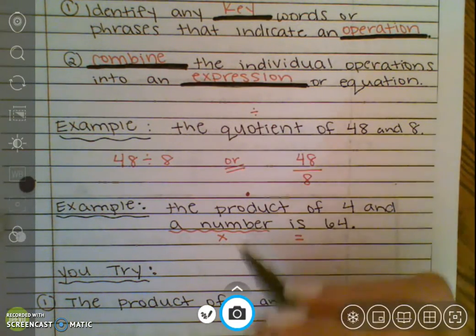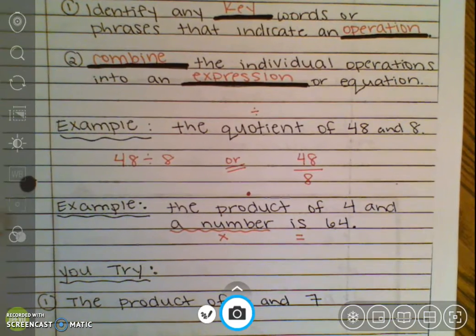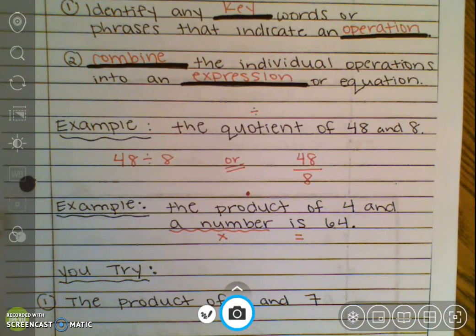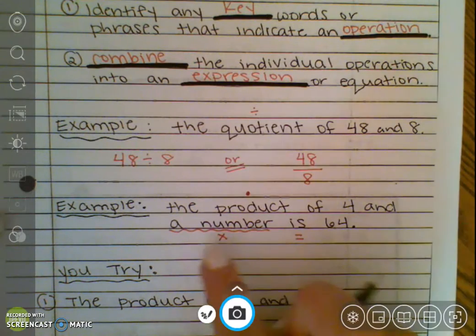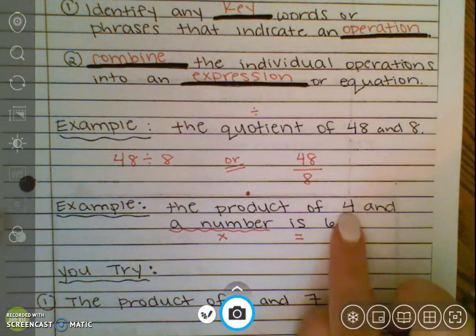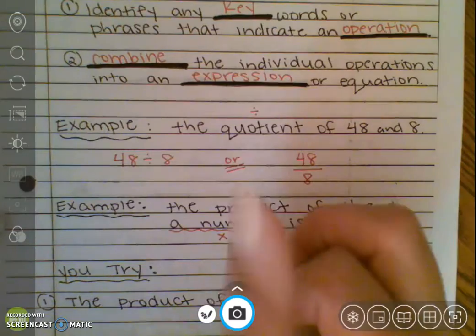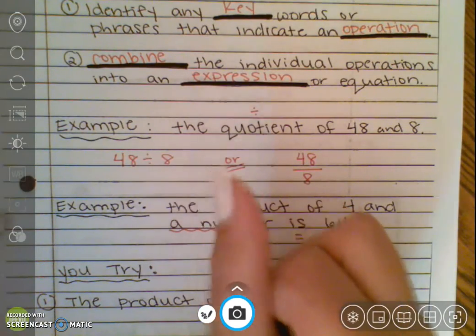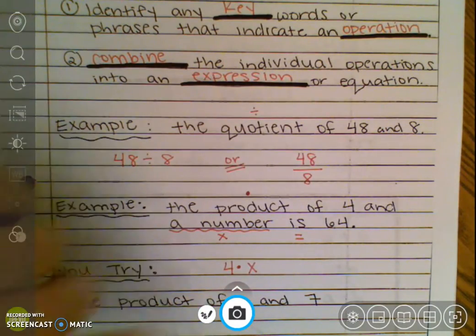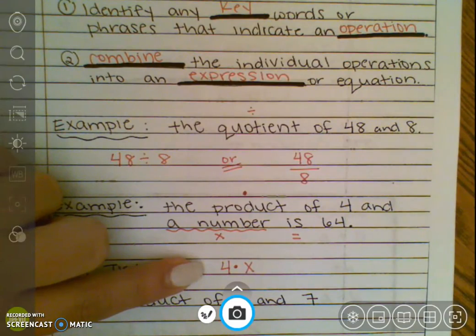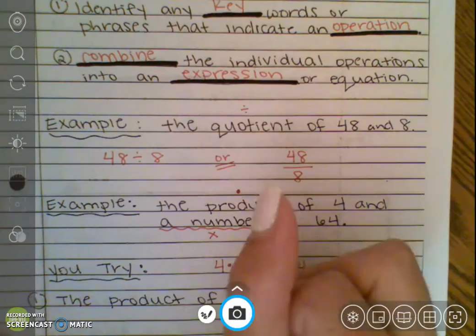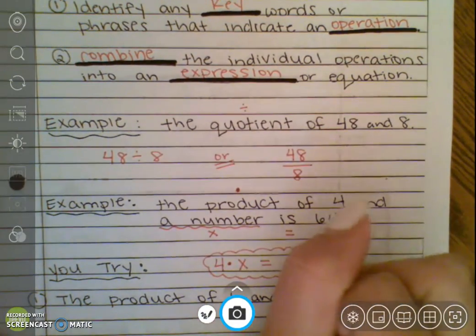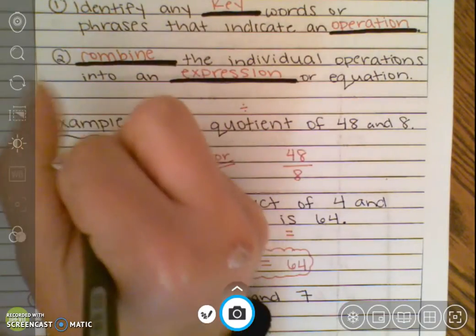So now that I have all my little notes on the phrase, I'm going to write it out to be mathematical. The product of 4 and a number means we're multiplying 4 and X. So it's going to be 4 times X is 64. So is equals and 64. And that's it. That's your final answer for your second example. And then this was your first one.